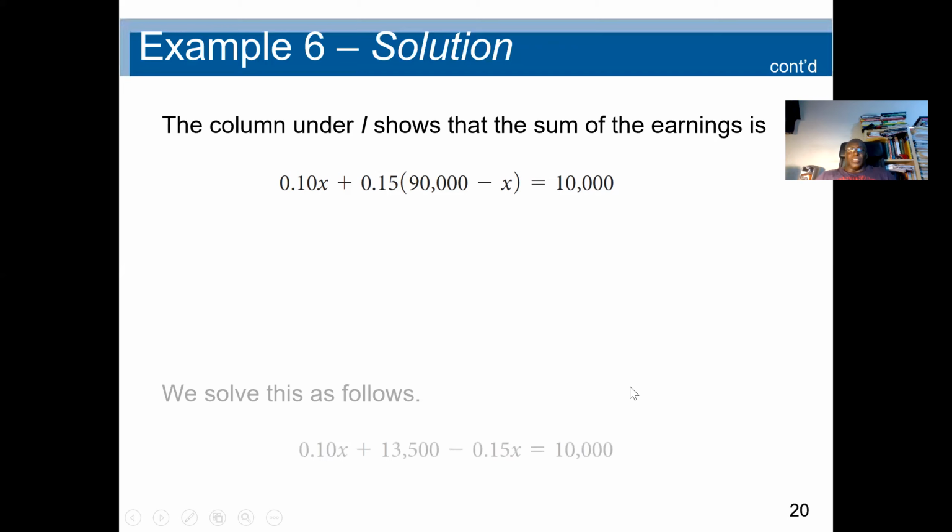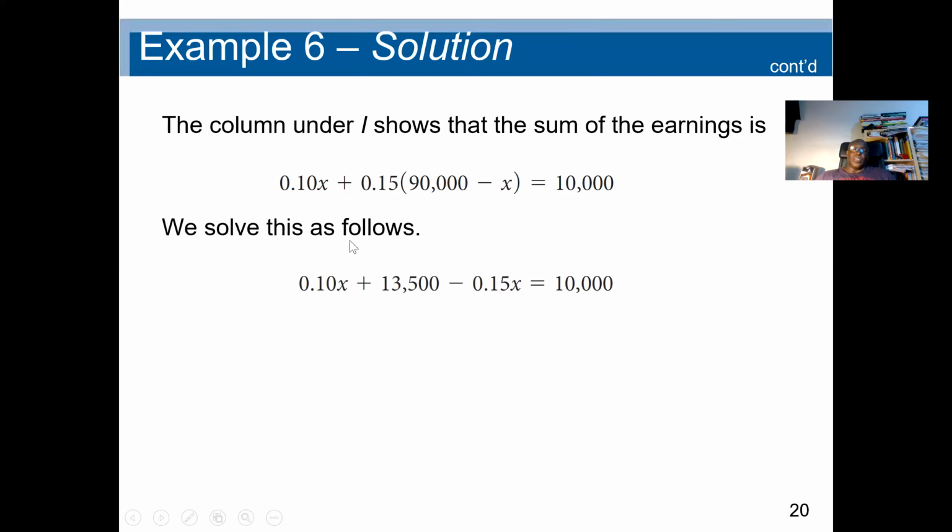So we can solve this. We open the parentheses here, and we arrange the x terms together, which are 0.15 and 0.10. So x will be 0.05x. Then we have 3,500, or x equal to 70,000.